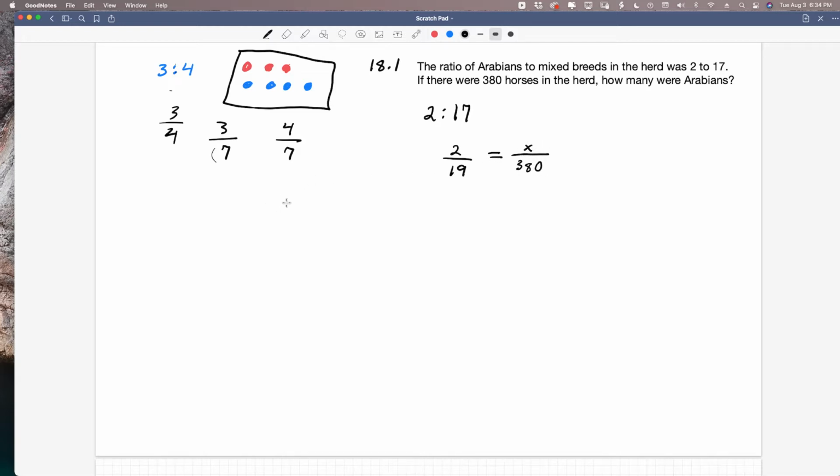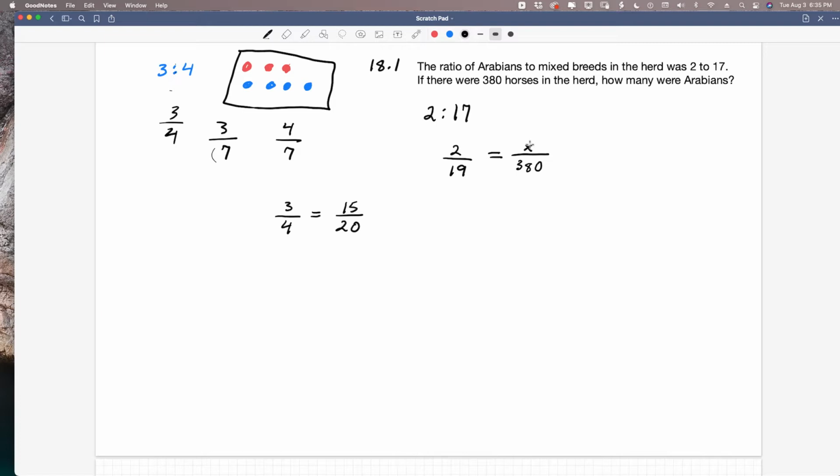It's just like if we were to write 3/4 equals 15 over 20. That's correct, because 15 is 3/4 of 20. We scaled this up by a factor of 5. So that's what this is asking. This is what it's illustrating. It's saying to us that 2 out of 19 is the scale factor, or it is the scale, the ratio of the herd. What is the scale factor? How many were Arabians?